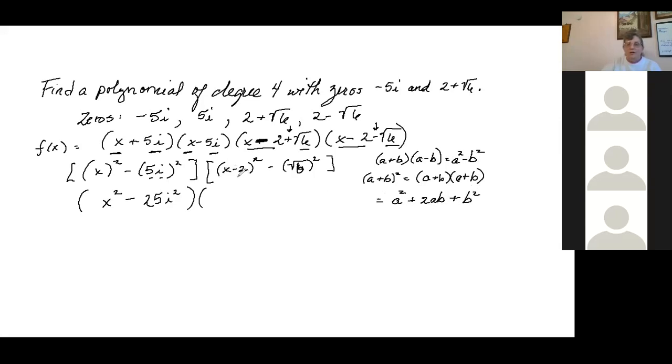When you square out a binomial, you always get the first one squared. Your middle term is this times 2. So minus 2x doubled would be minus 4x. And then your last term is going to be the 2 squared is 4, minus the square root of 6 squared is 6.